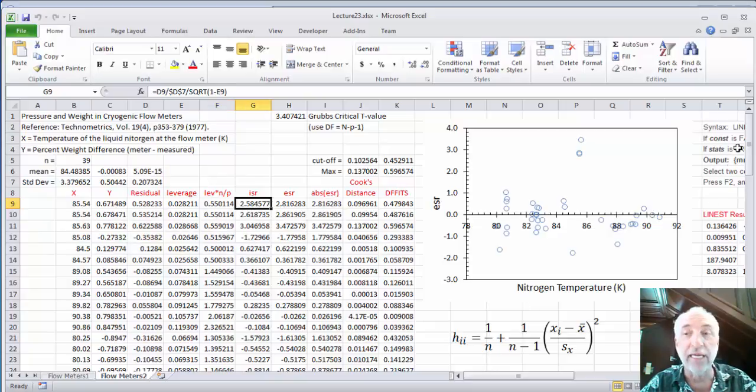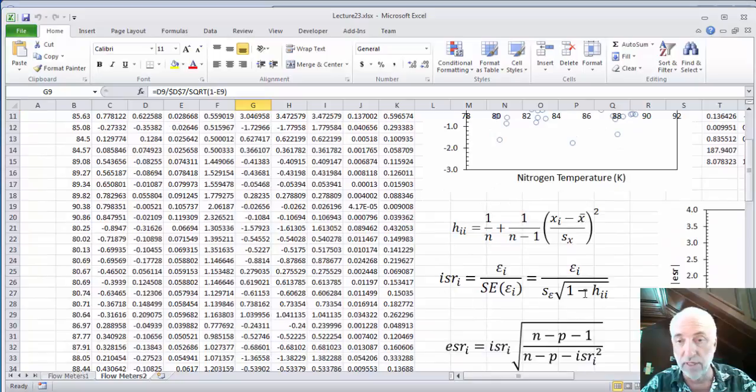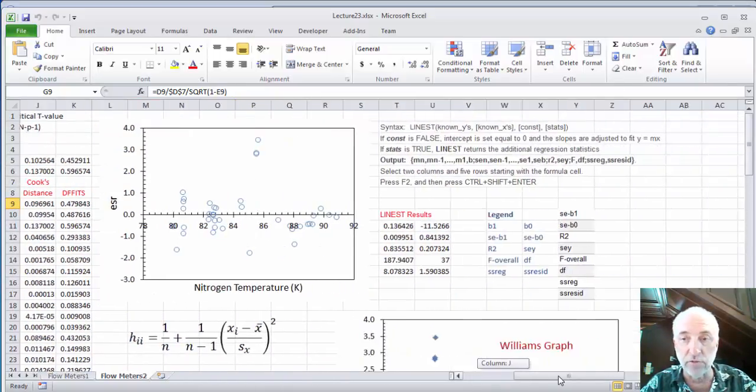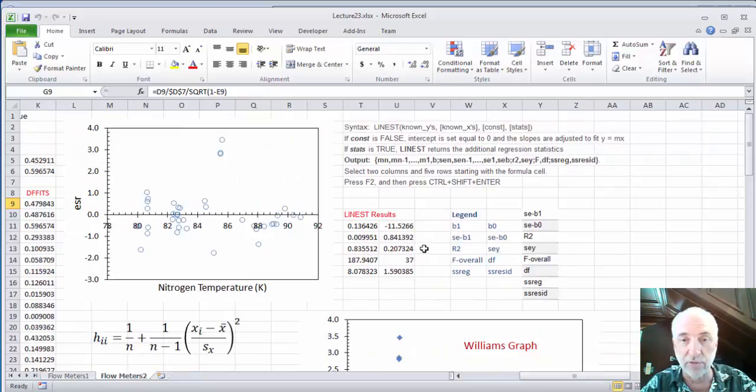I can also calculate the internally studentized residual, and here's the formula for the internally studentized residual. It requires me taking the residual and dividing by the standard deviation of the residuals and the square root of 1 minus this leverage. So the standard deviation of the residuals comes from our linest. It's right here, sey it's called. It's also the standard error of the y values.